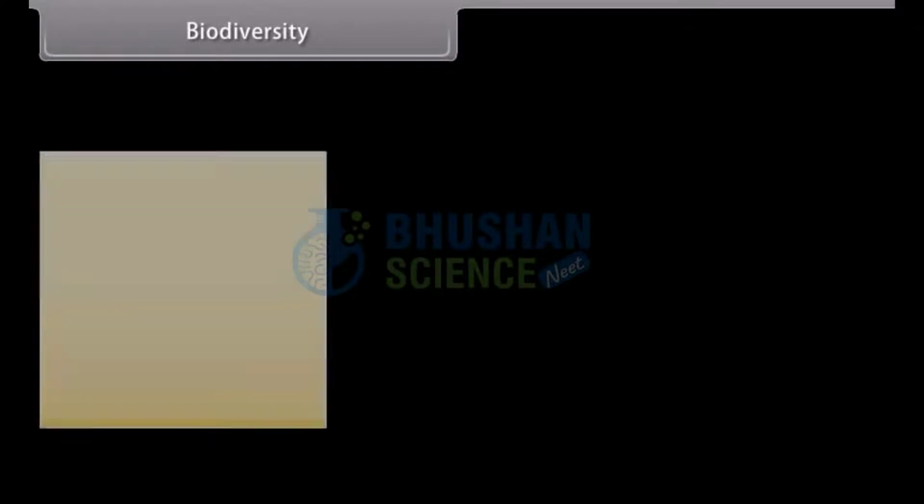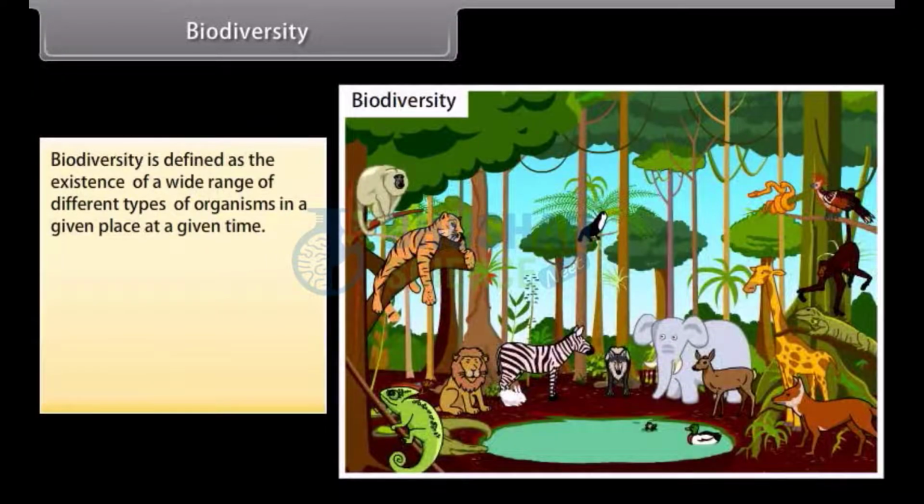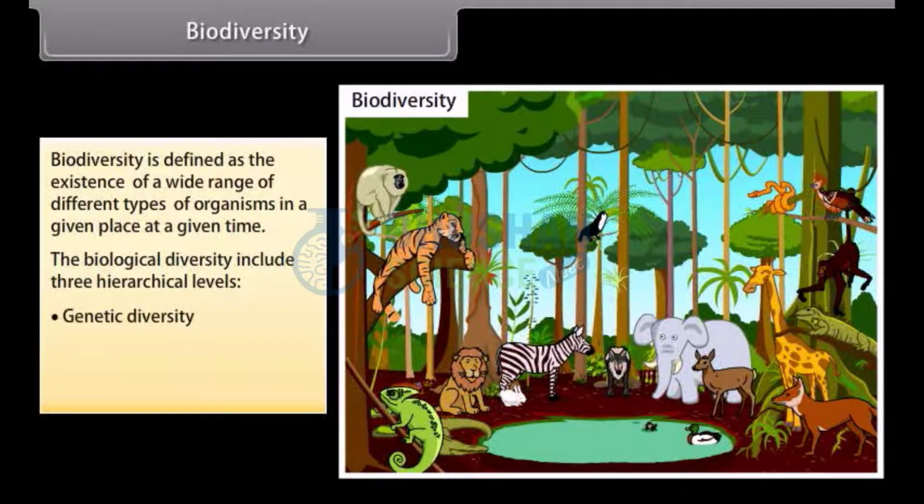Biodiversity. Biodiversity is defined as the existence of a wide range of different types of organisms in a given place at a given time. The biological diversity includes 3 hierarchical levels. They are genetic diversity, species diversity, and ecological diversity. Let's know more about them in detail on our next screen.